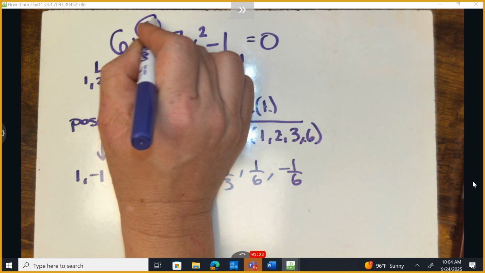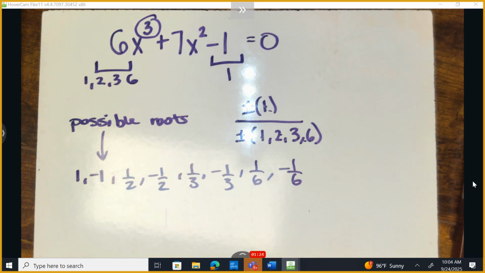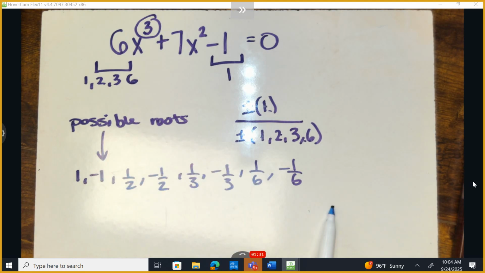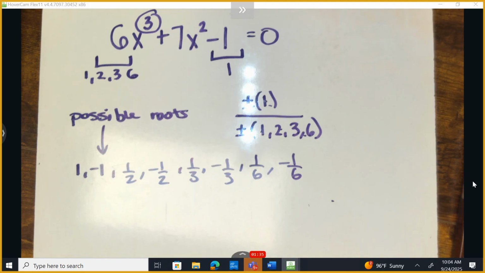I know that I'm going to have 3 roots. Now, they could be duplicated. In fact, I could even have a triple answer, like 1, 1, 1. But I know that the 3 answers will come from this list. So if I receive an answer that's anything other than this list, I have made a mistake.